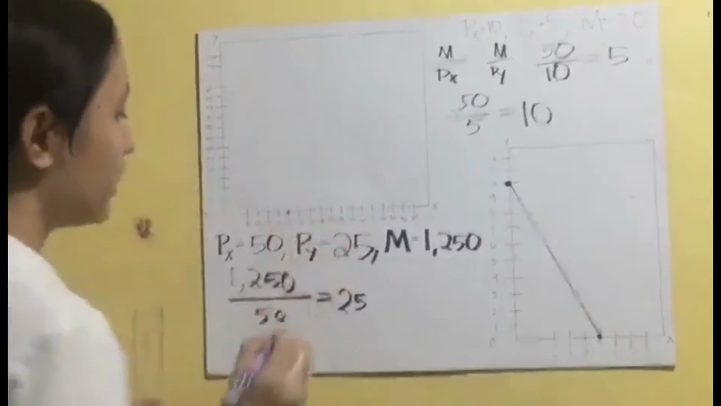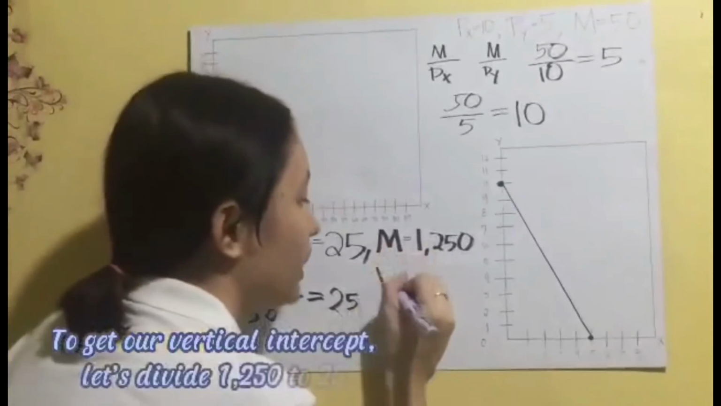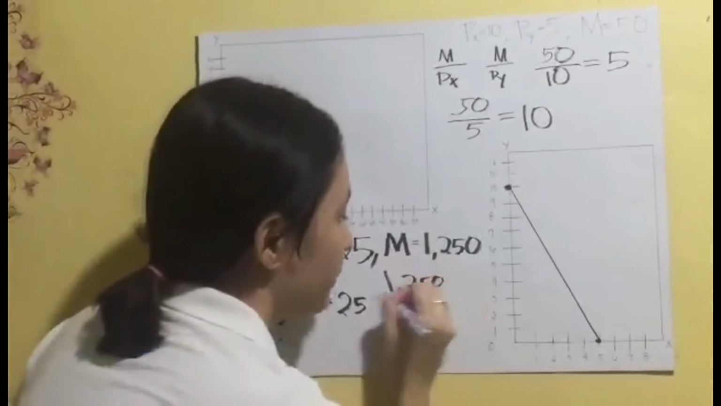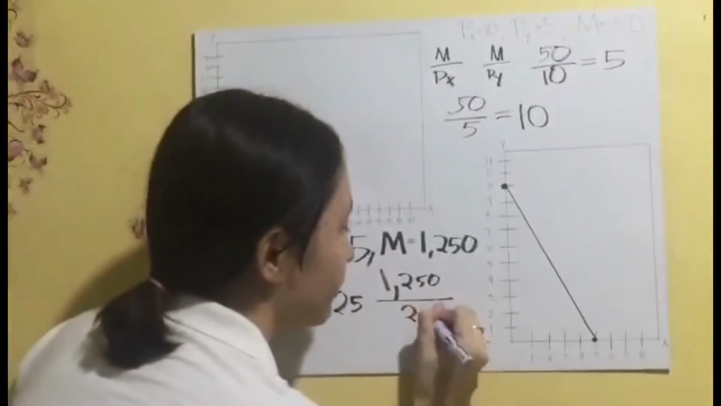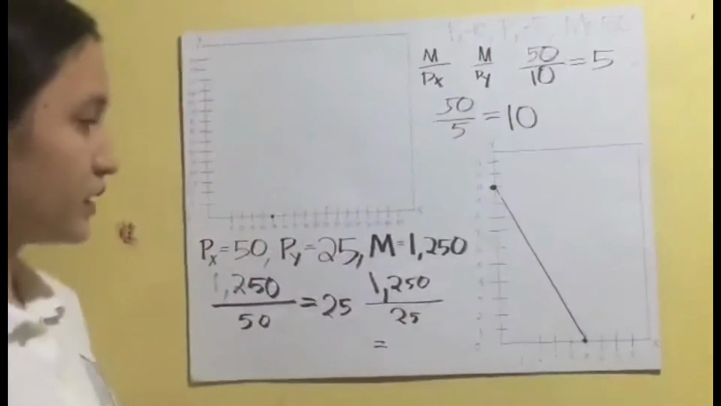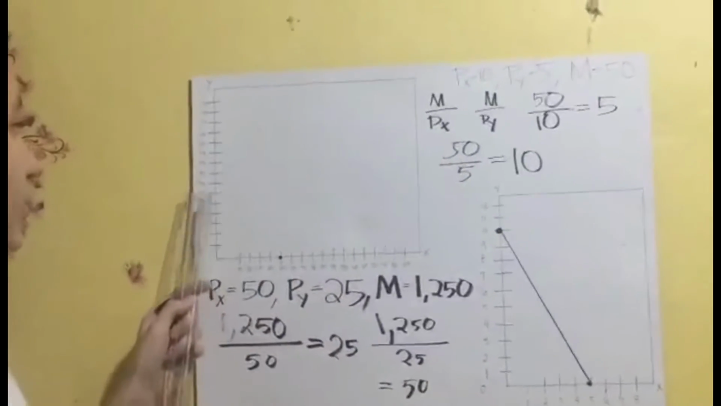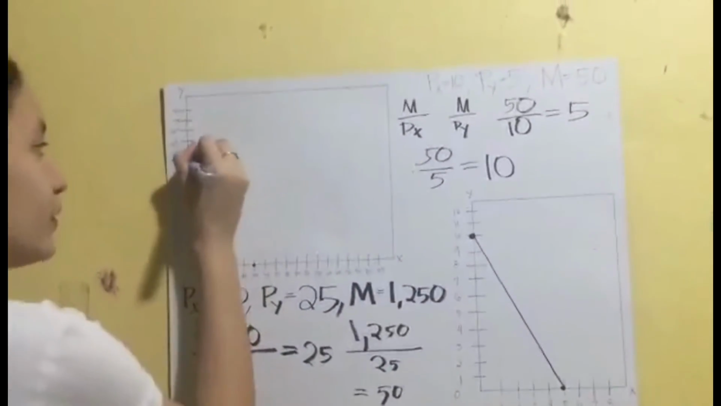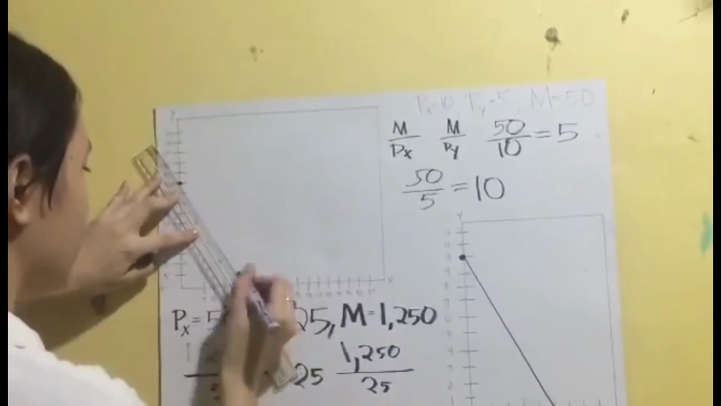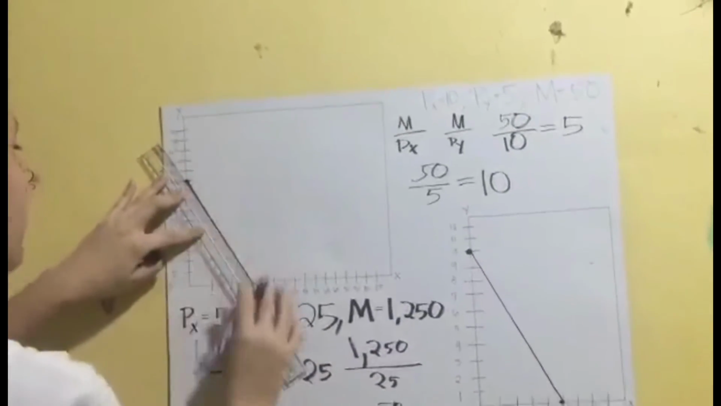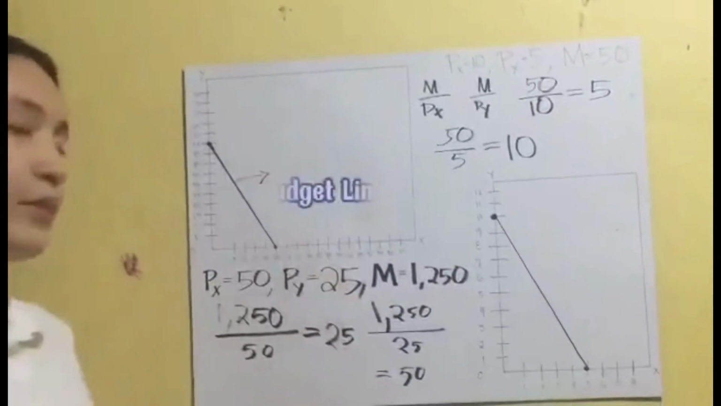Let's draw a line here. To get our vertical intercept, we have to divide 1,250 to our py, which is 25. That is 50. 5, 10, 15, 20, 25, 30, 35, 40, 45, 50. Let's draw another line here. This line is what we call budget line.